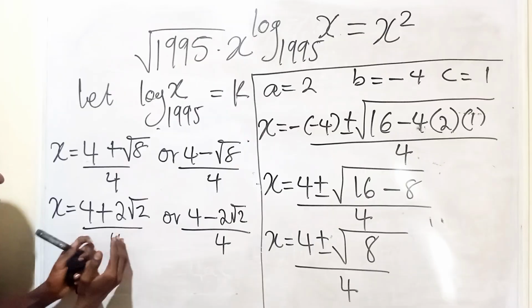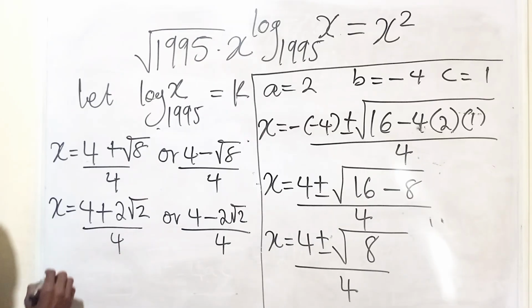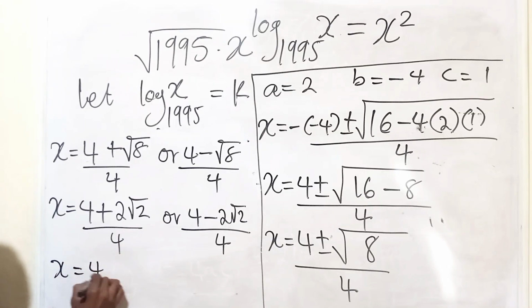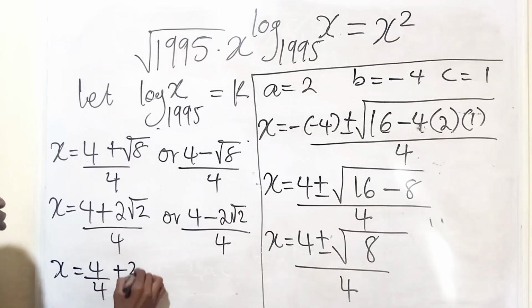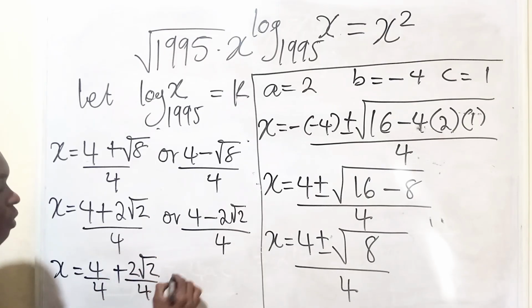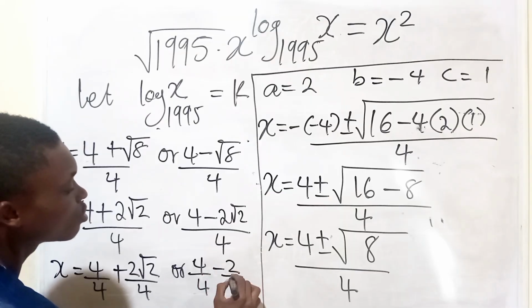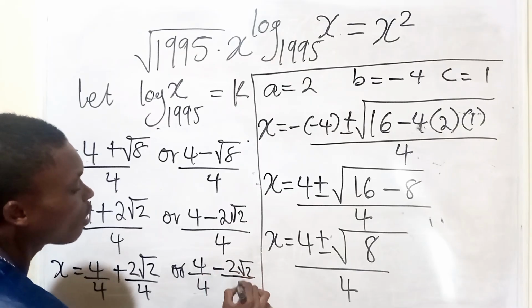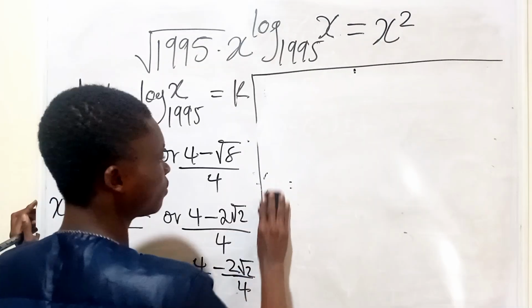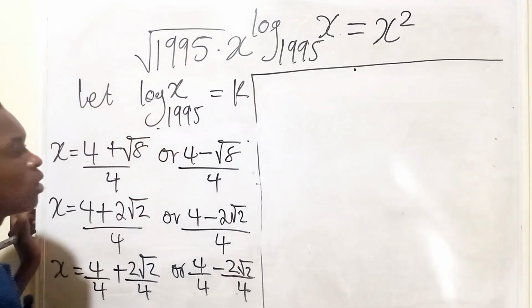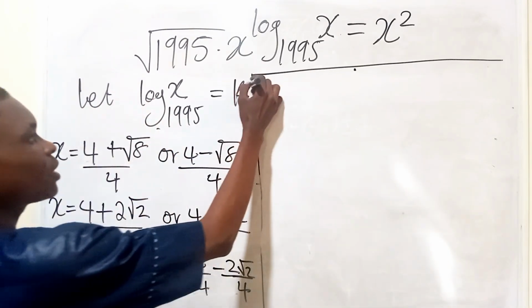Alright, so from here, let's separate the denominator. We'll have that x equals 4 over 4 plus 2 the square root of 2 divided by 4, or 4 over 4 minus 2 the square root of 2 all over 4. Alright, so what next from here? What are we doing?